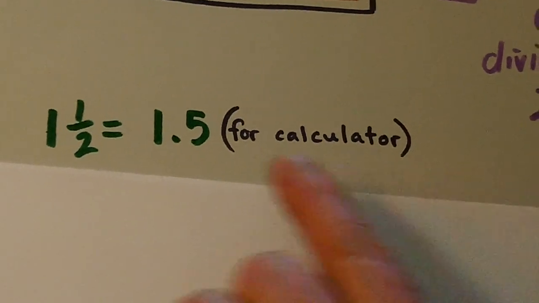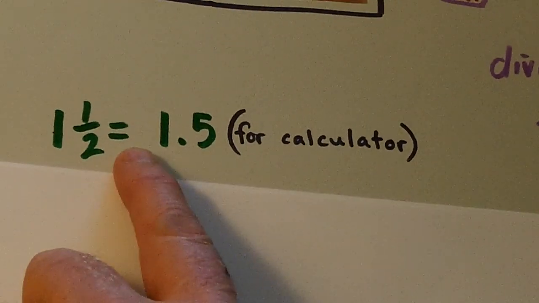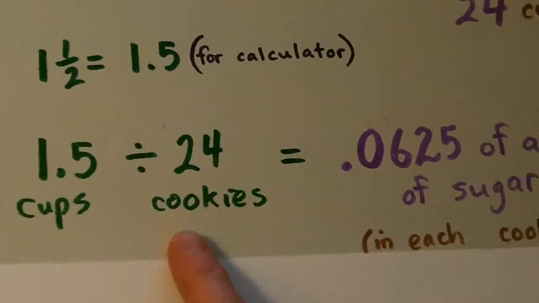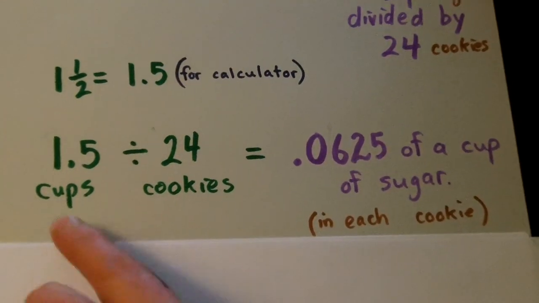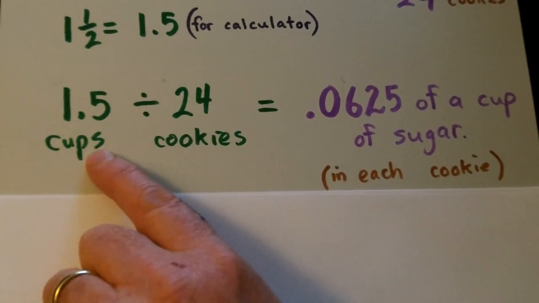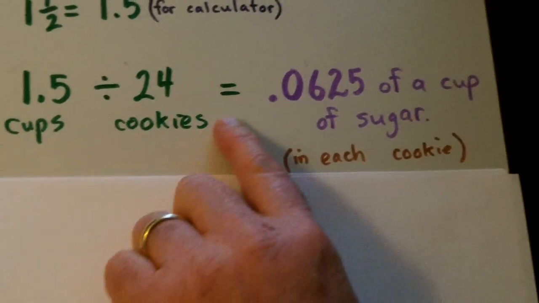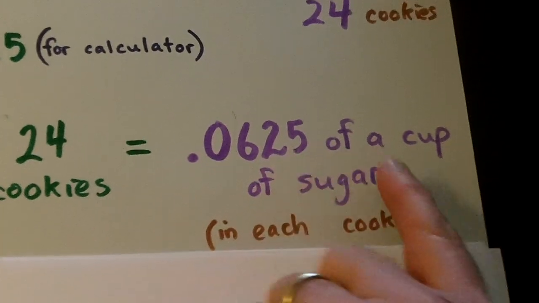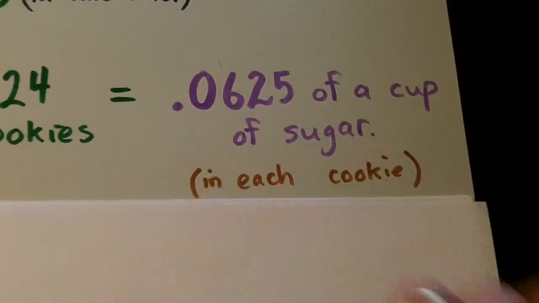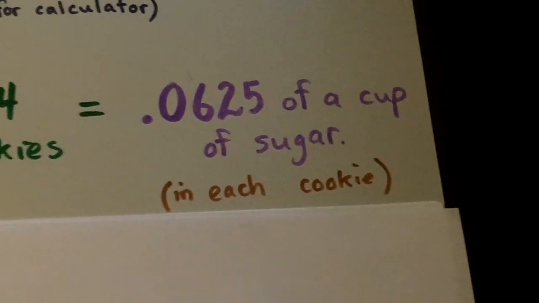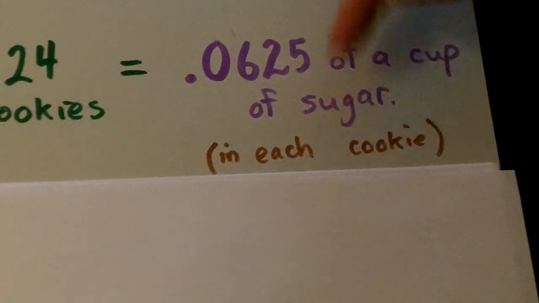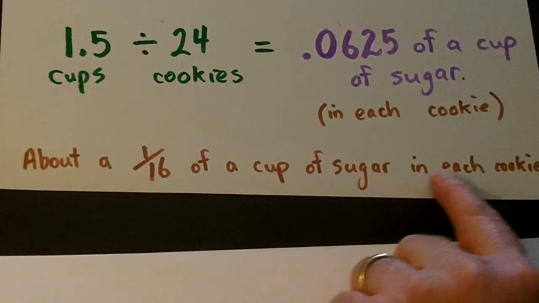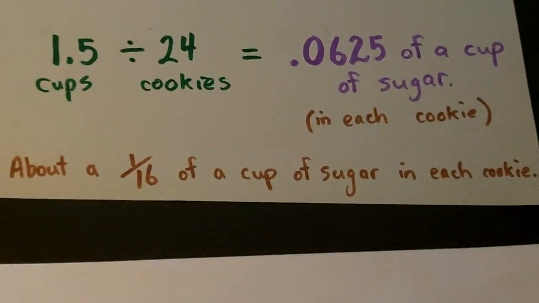Now, to help out with our calculator, we need to know that 1.5 is 1 5/10. Okay? So on our calculator, we could go 1.5, that's the number of cups, divided by 24 cookies is equal to 0.0625 of a cup of sugar. Now this is a small amount, like what we had said. So it's just a little bit of a cup in each cookie. That's about a 1/16 of a cup of sugar in each cookie. And that sounds about right.